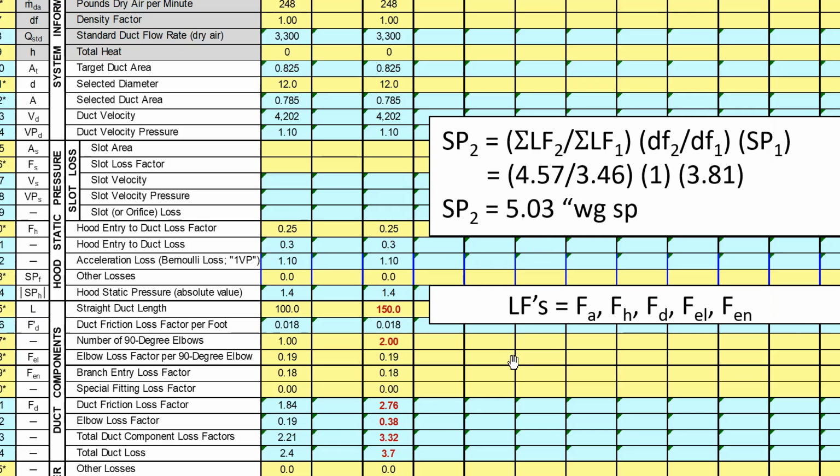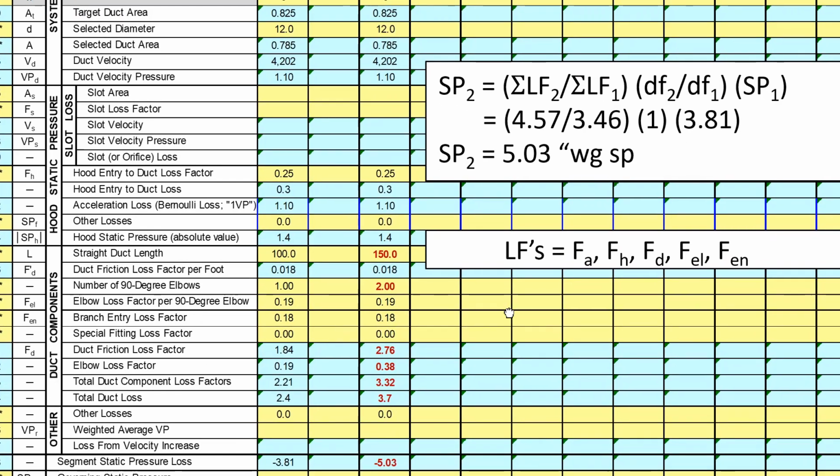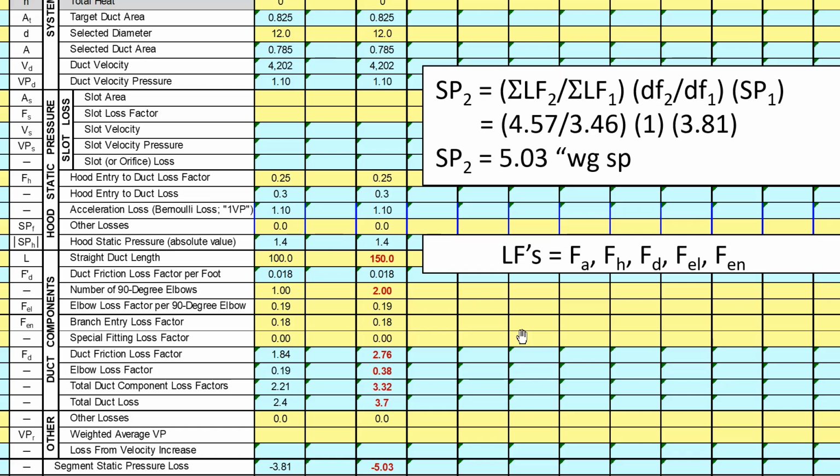And again, let's look at how this works out on the calculation sheet. On the calculation sheet, again, we see nothing in our hood has changed. Our velocity pressure has not changed. So our hood static pressure has remained unchanged at 1.4 inches of water gauge. We said earlier that our duct friction loss factor has changed from 1.84 to 2.76. Our elbow loss factor has changed from 0.19 to 0.38. Our branch entry is still a 0.18.